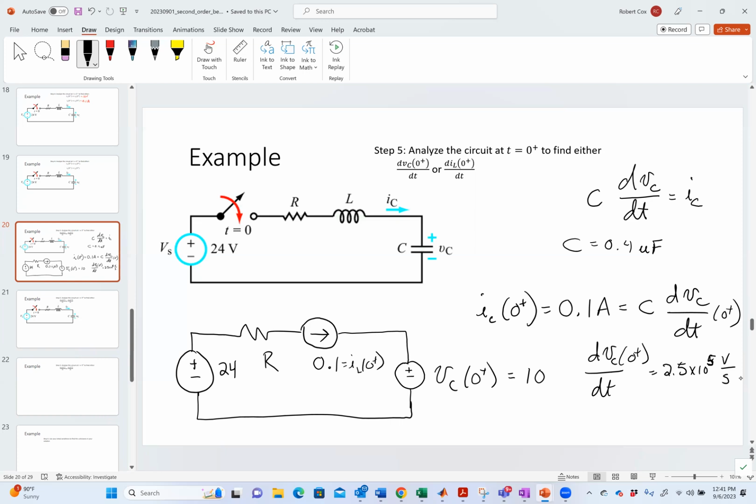Now, I also want to do the inductor current real quick. I don't need that to solve anything about the capacitor voltage, but I want to do the same thing for the inductor current. What's the rate of change, dIL by dt? So how would I do that?